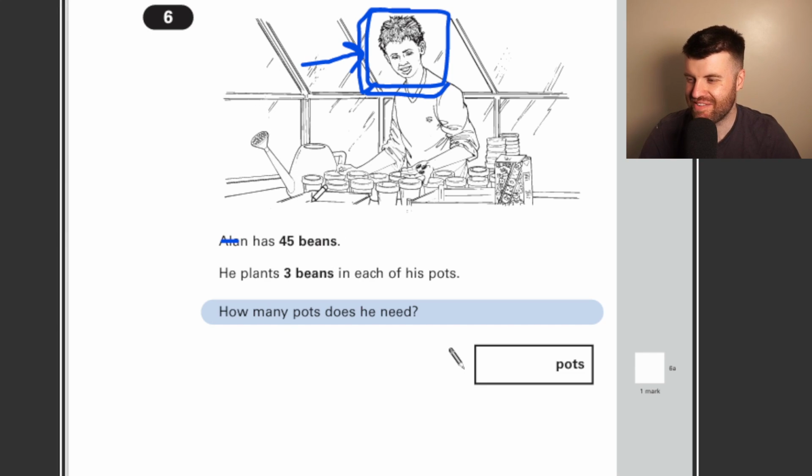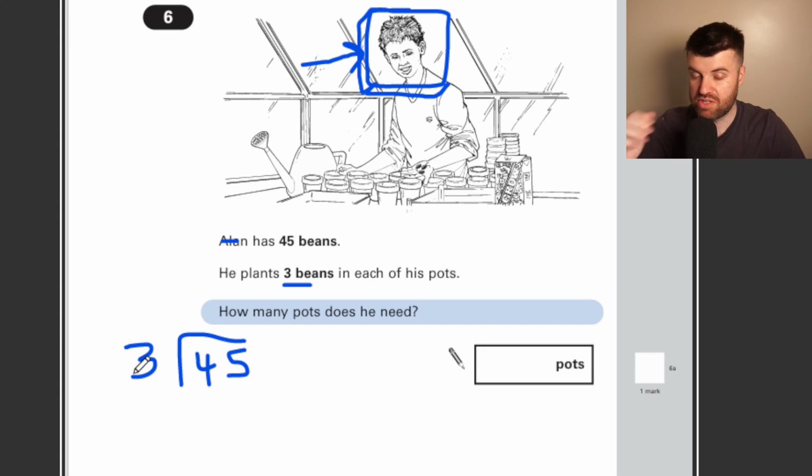Hayden has 45 beans. He plants 3 beans in each of his pots. How many pots does he need? Quite simple. We have 45. We're going to share them equally. Share 3 beans into each pot, equal amounts each time. So we do 45 divided by 3.